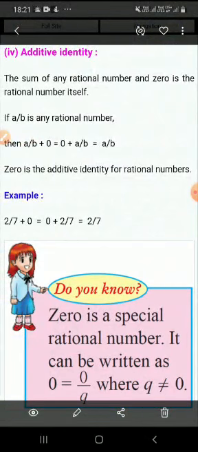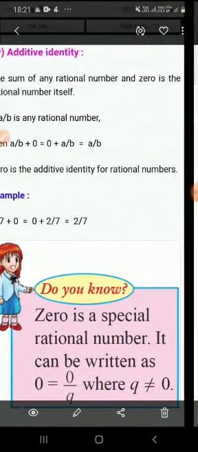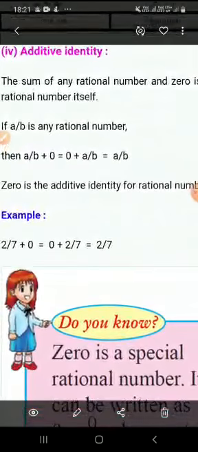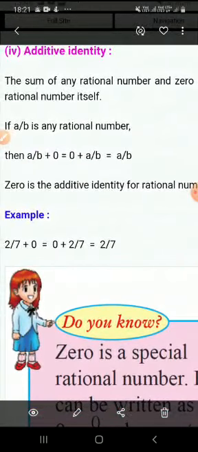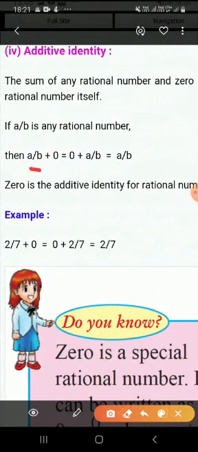Let us see some other properties of rational numbers. Additive identity. So 0 is called the additive identity. What does it mean? If we add 0 to any rational number, like a upon b, you will get a upon b. So a upon b plus 0 equals 0 plus a upon b, that is a upon b. If you add 0 to any rational number, the answer is that rational number only. So we call 0 the additive identity.